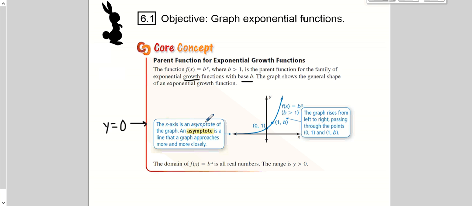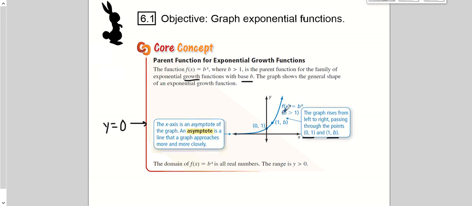The x-axis is an asymptote of the graph. An asymptote is a line that a graph approaches more and more closely. An equation of the x-axis can be written y equals 0. Notice the graph rises from left to right, passing through the points 0, 1, and 1, b.